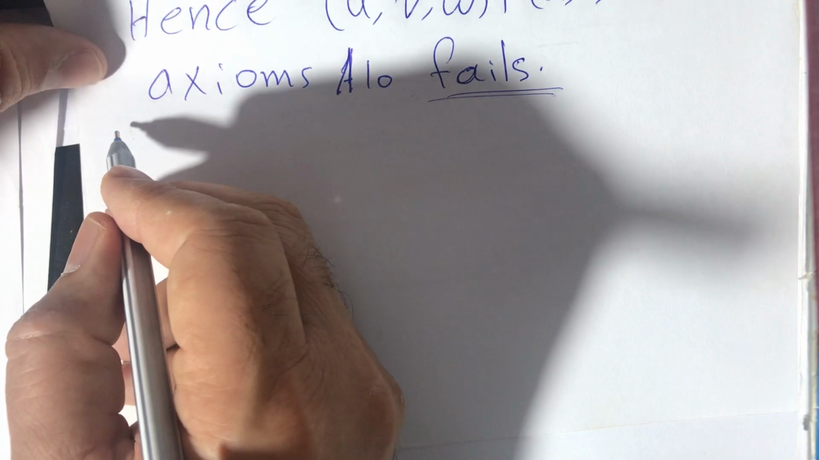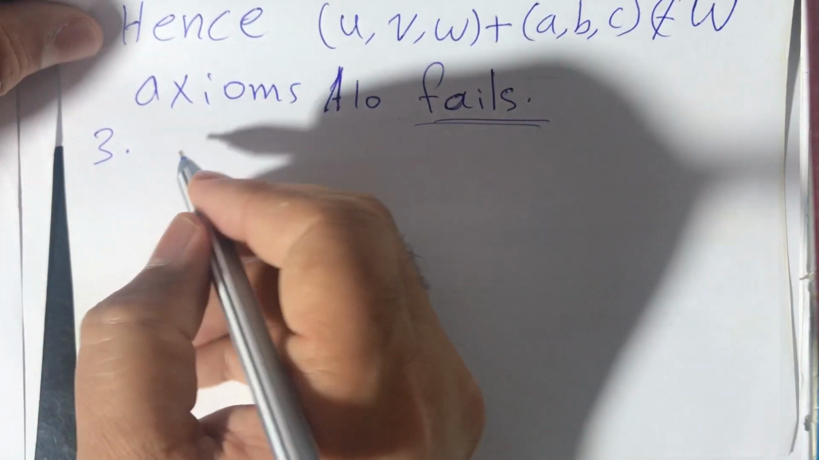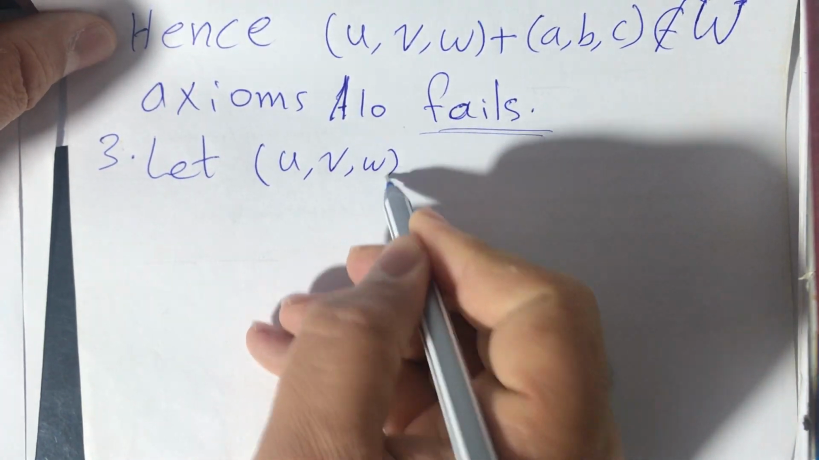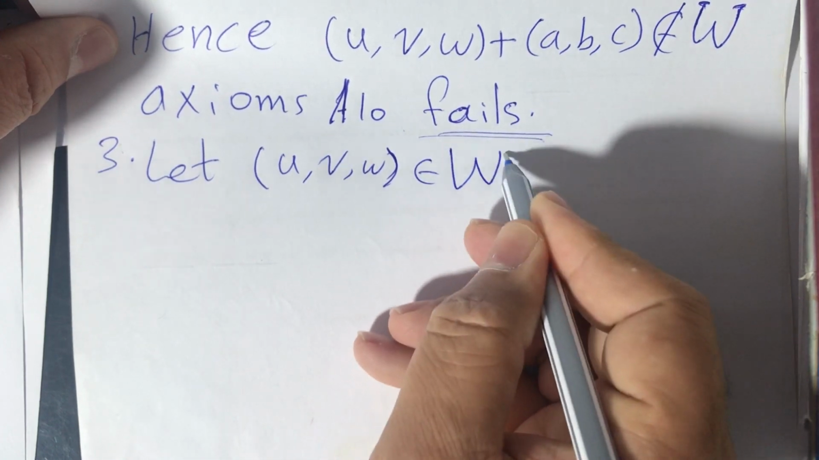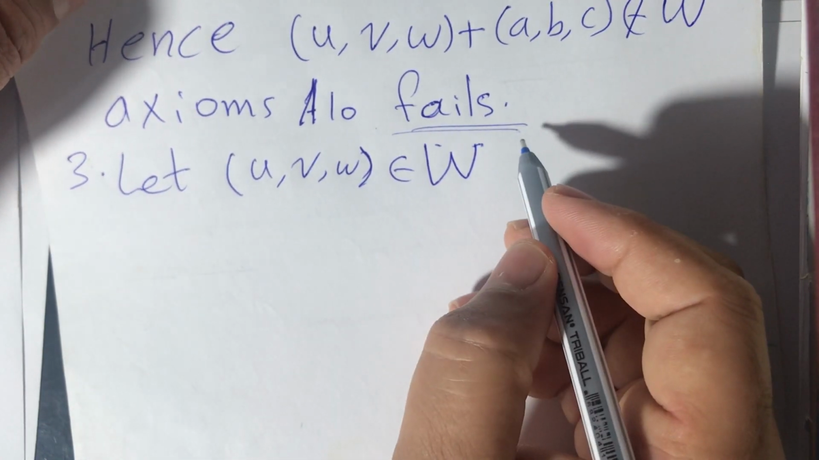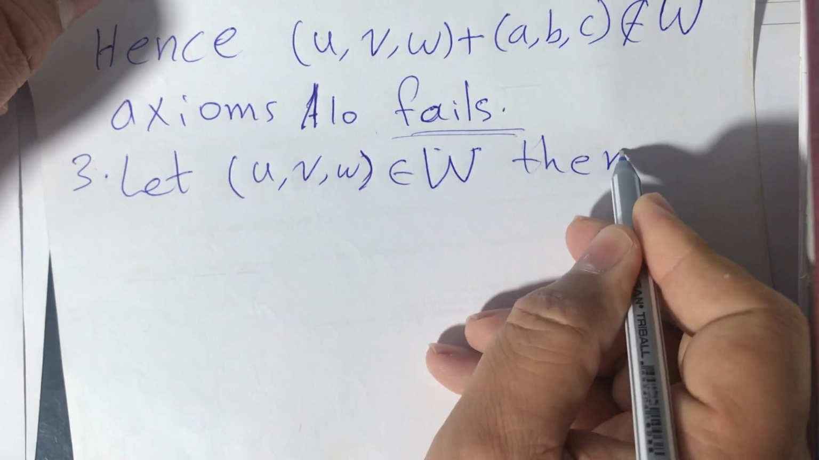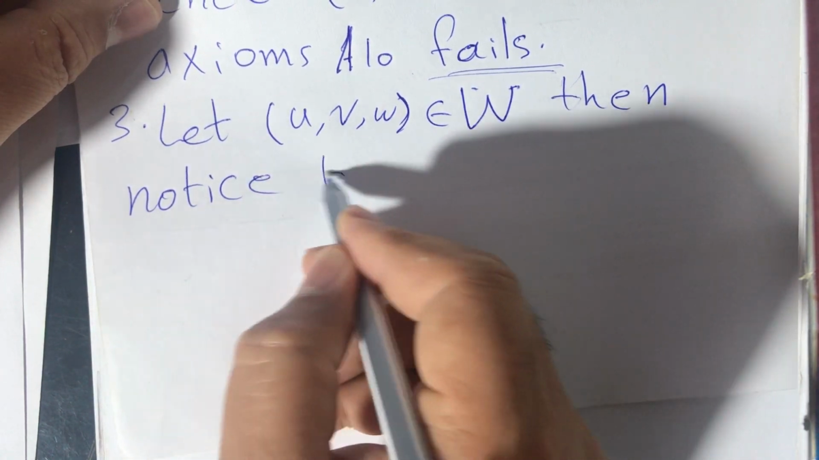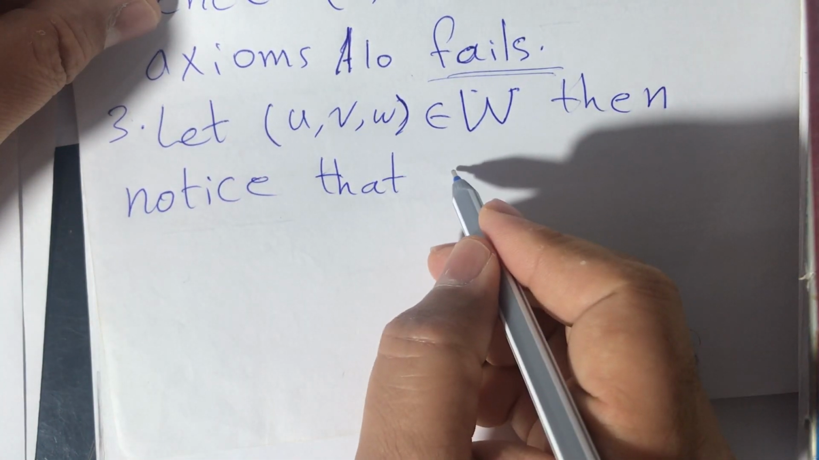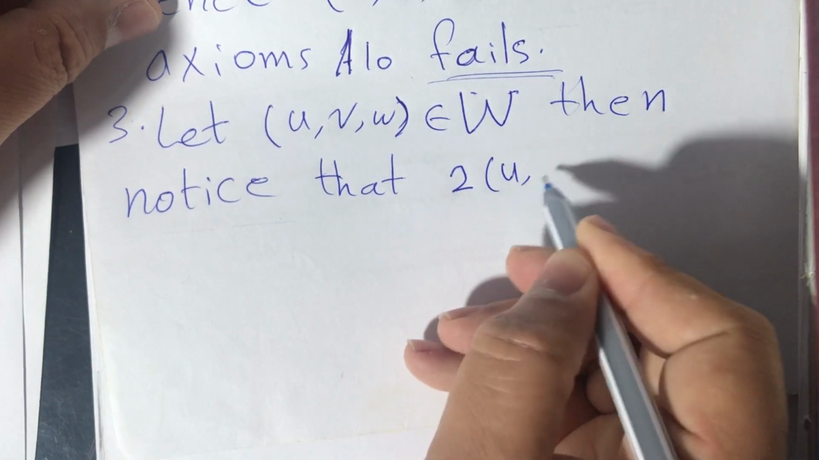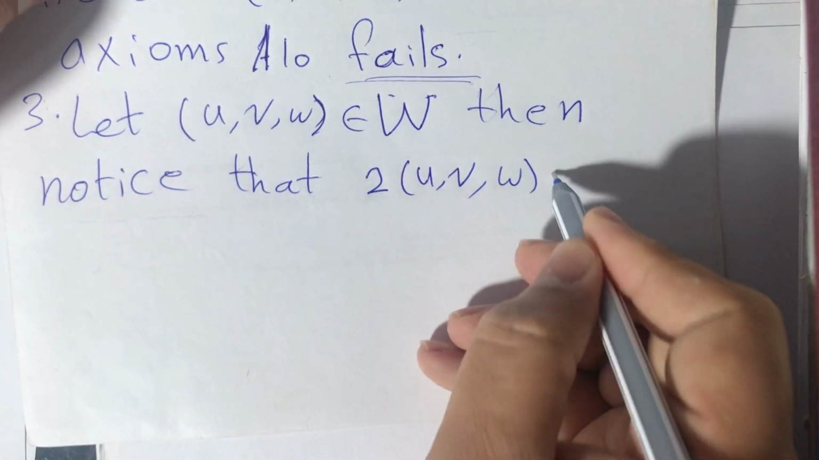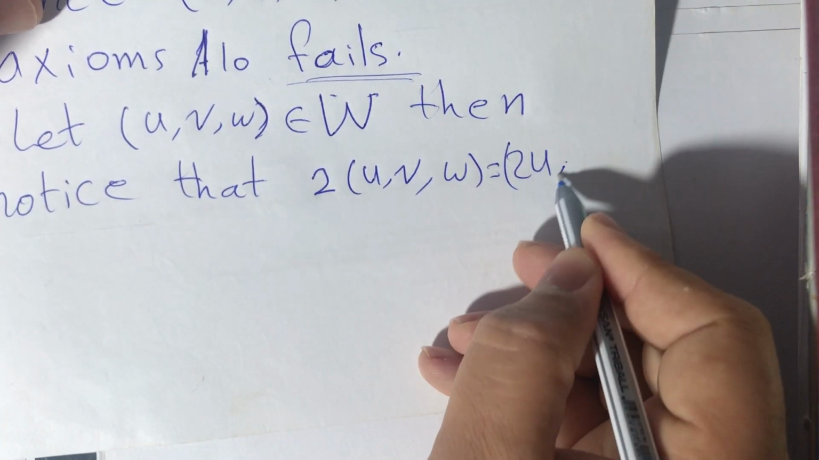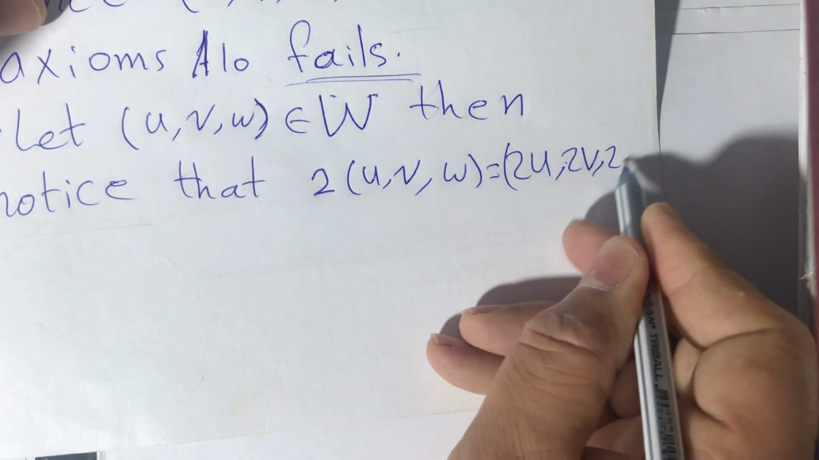And the third reason: let (u, v, w) belong to the set W, then notice that 2 times (u, v, w) is equal to (2u, 2v, 2w).